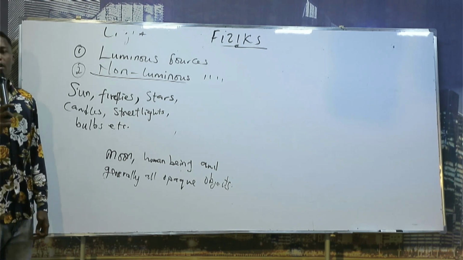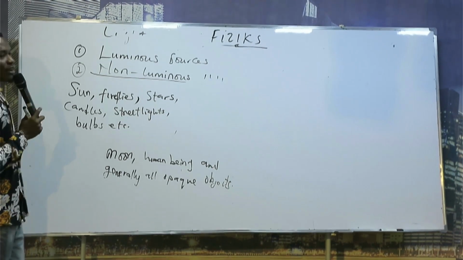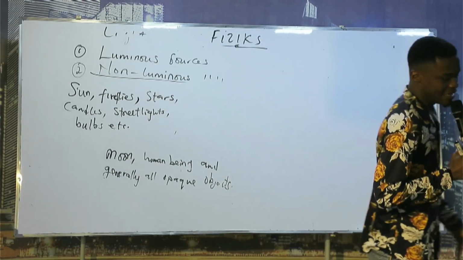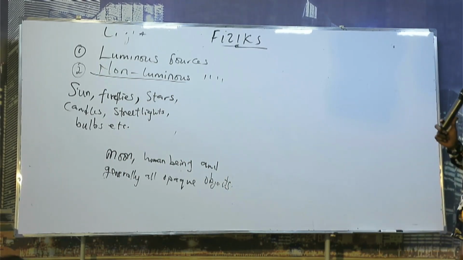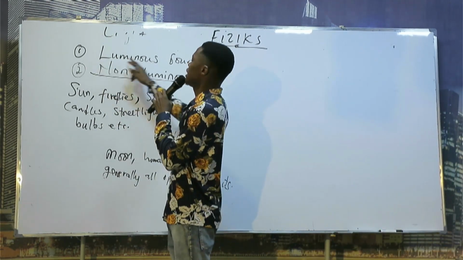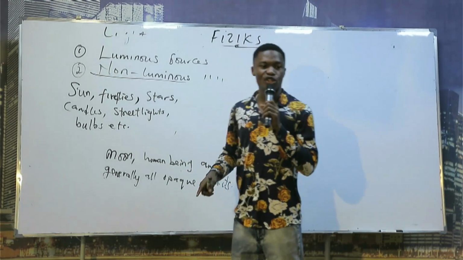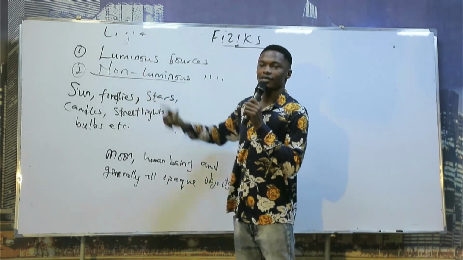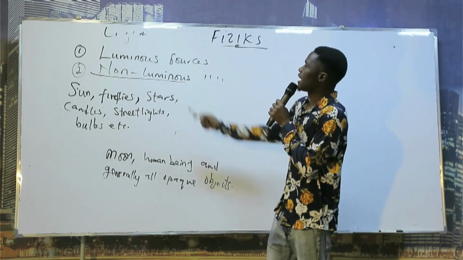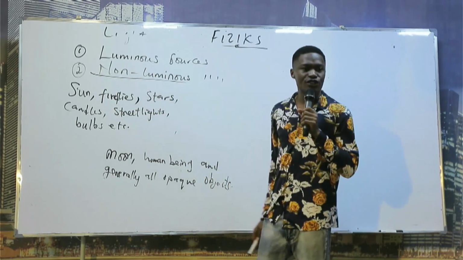Okay, so class, we are talking about sources of light. We said that the sources of light are grouped into what and what? Good, luminous and non-luminous. So we have luminous sources and non-luminous sources. Class, what did we say luminous sources are?